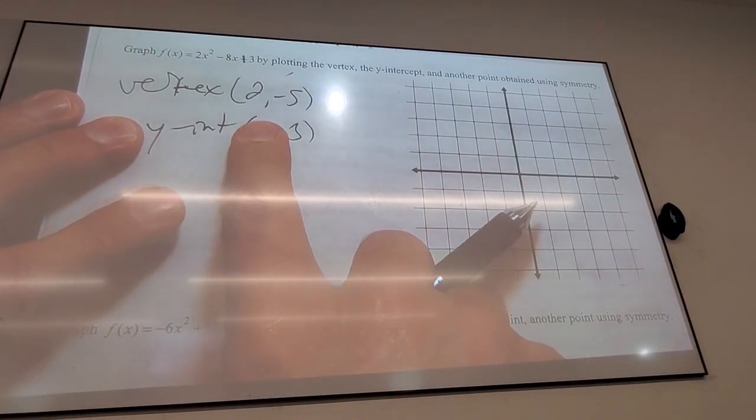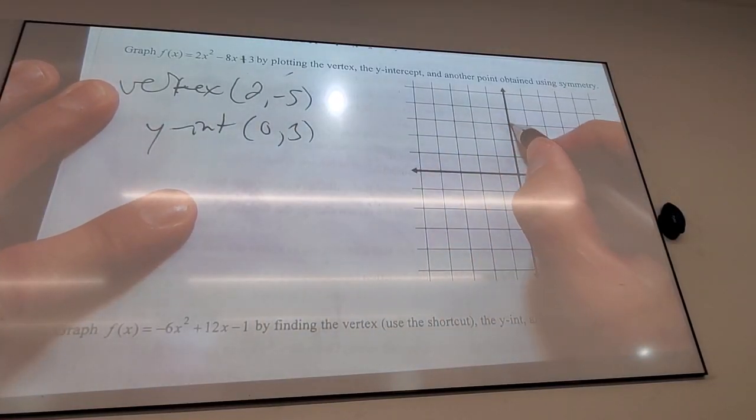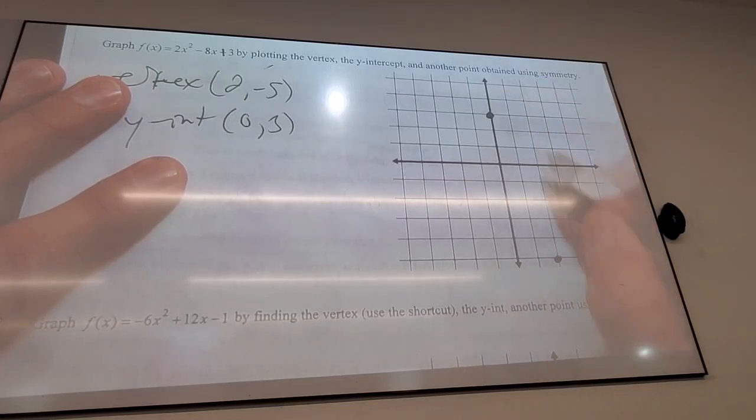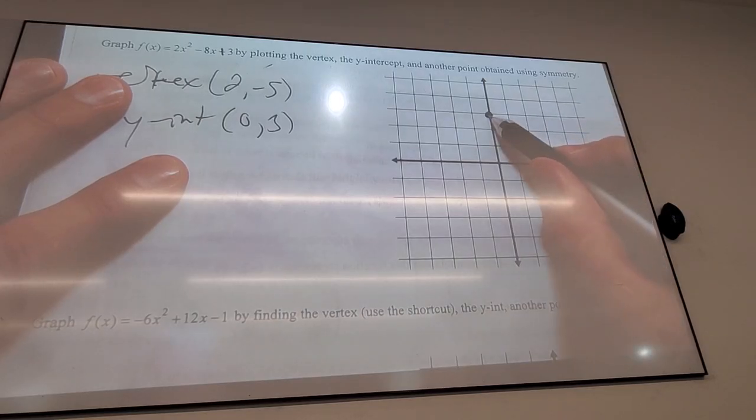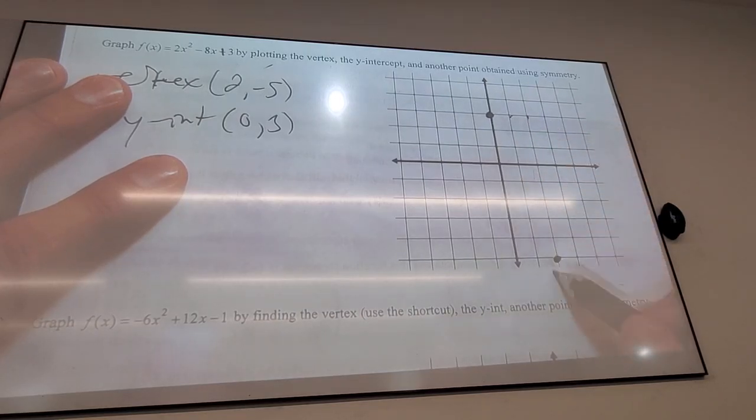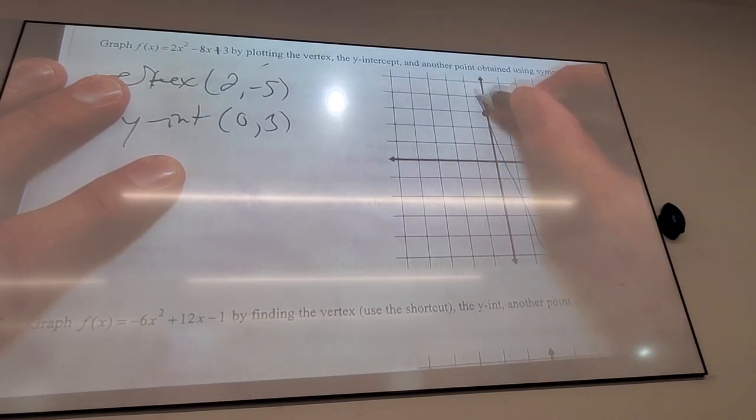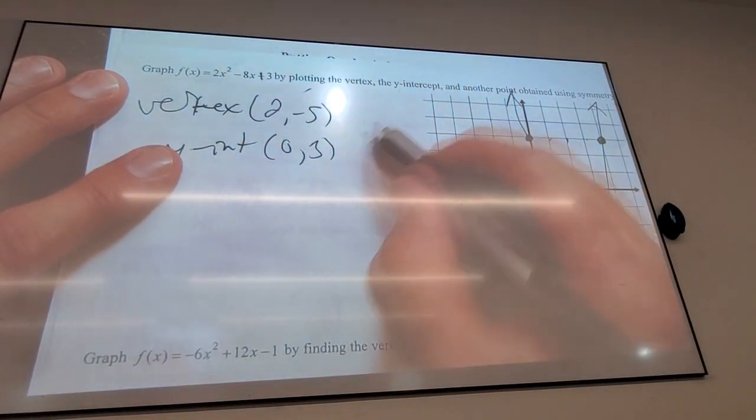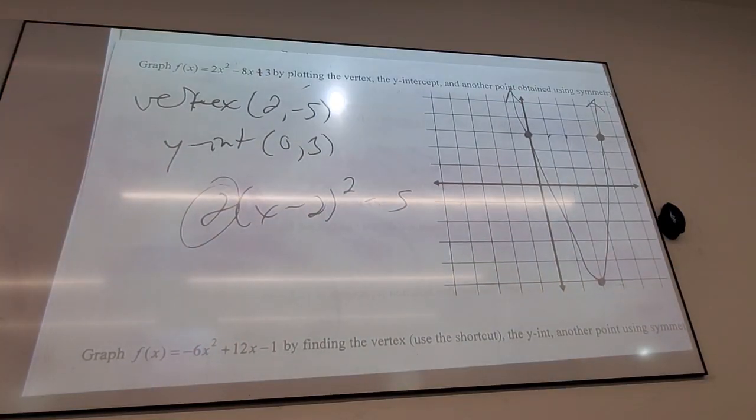So the vertex is 2, -5. The y-intercept is 0, +3. So where is there another point? How do I get to another point? Mirror. How do I do that? Count back. 1, 2. We want 2. 1, 2. Would you say this is kind of a skinny problem? Why does it make sense? Because there's a 2 out front, right? The 2 makes the rise faster. So that makes it a little skinnier than standard, right?